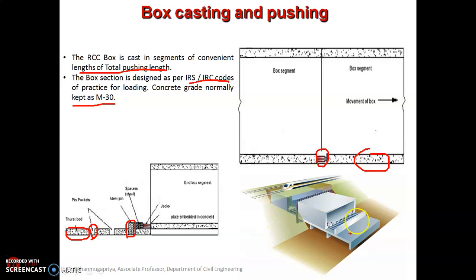And this is the isometric view of this box pushing process, where you can clearly see the trussed bed and the pin pockets, and you can see the steel plates, and these are the hydraulic jacks, and this is the box.